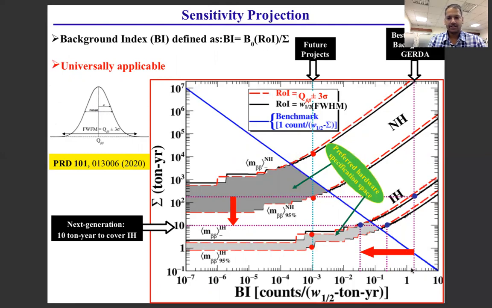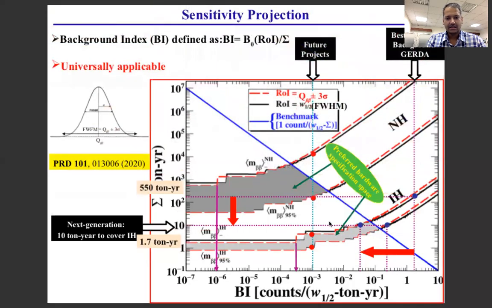In order to probe the inverted hierarchy, the next generation experiments, which are targeting 10 ton-year, must reduce their background by a factor of 100. The future projects, in order to probe the normal hierarchy, are targeting a background reduction of the order of 10⁻³. Here the blue line shows the background index for a given exposure in the full width region of interest around the Q value. So this would be the preferred hardware specification space for future experiments.